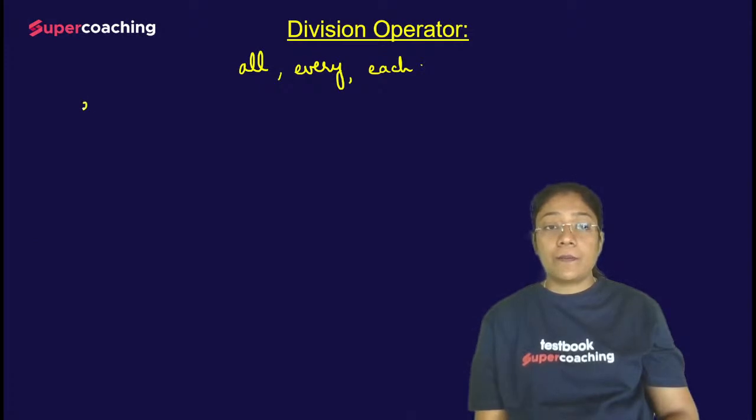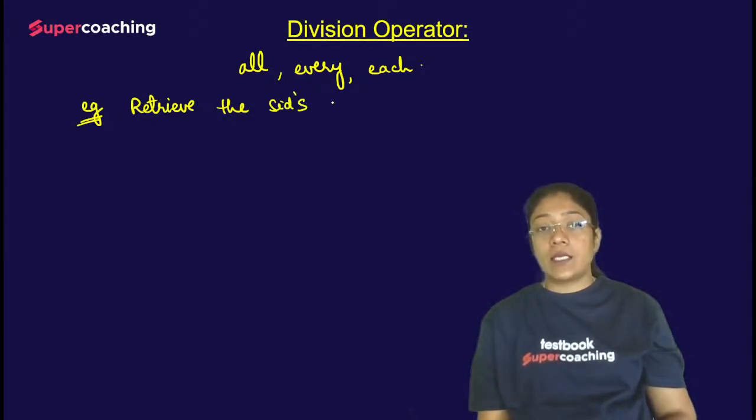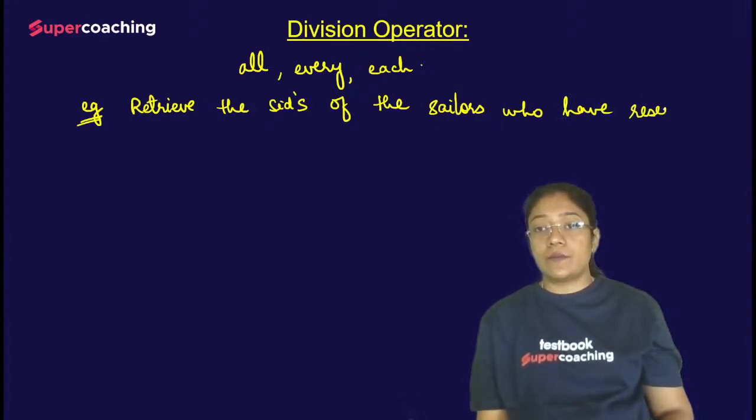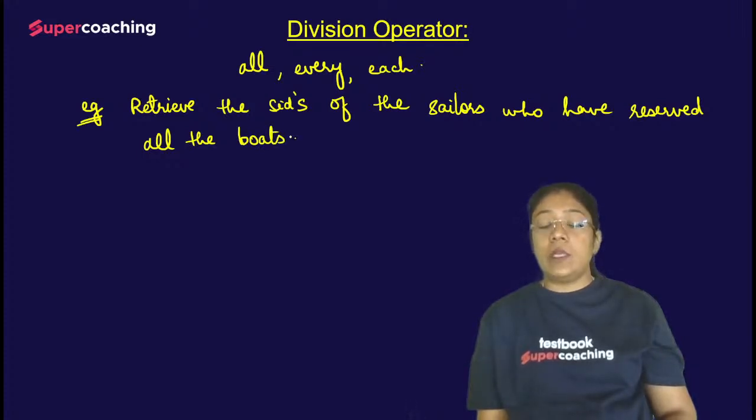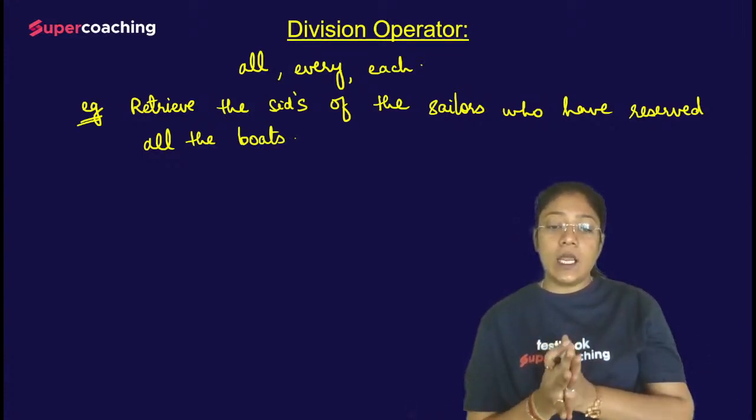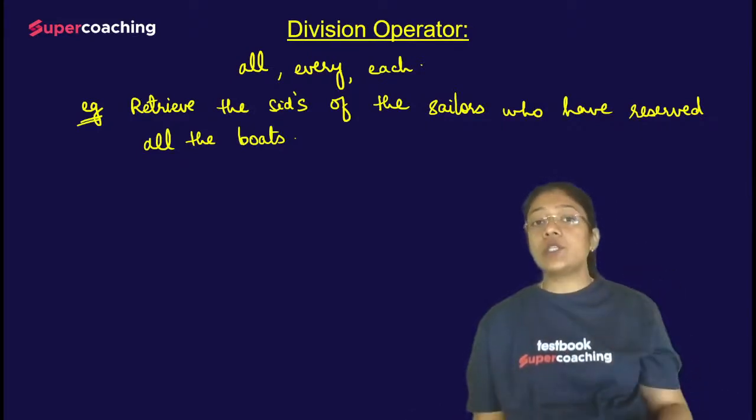For example, retrieve the SIDs of the sailors who have reserved all the boats. It means all the distinct boat IDs must have a combination with the SID, so that particular SID will be returned.